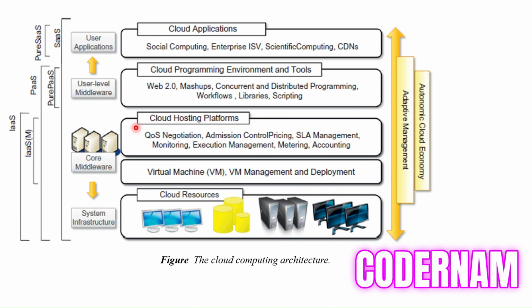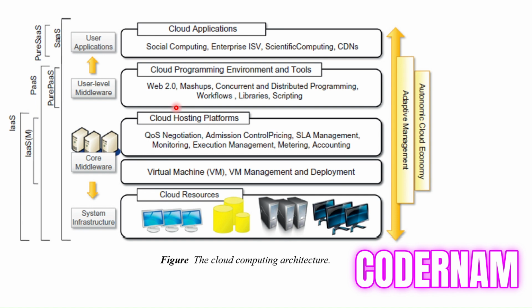So, next comes the cloud hosting platforms. So, this layer focuses mainly on QoS negotiation, that is it ensures service quality, including performance and uptime guarantees. Next is SLA management. So it maintains service level agreements for quality commitments. And next is monitoring and metering. So it tracks resource usage for accounting and billing purpose.